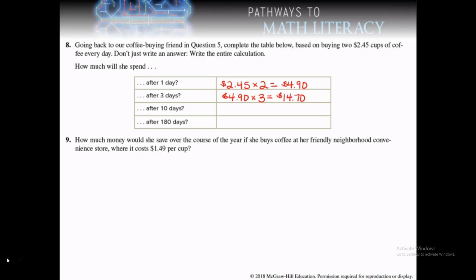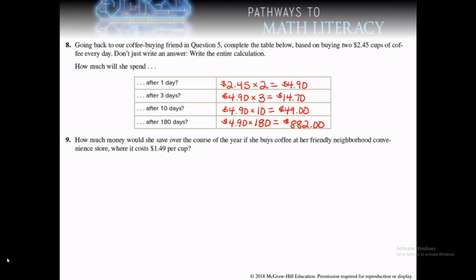How about after 10 days? Well, $4.90 times 10 equals $49. And then after 180 days, $4.90 times 180 comes out to $882.